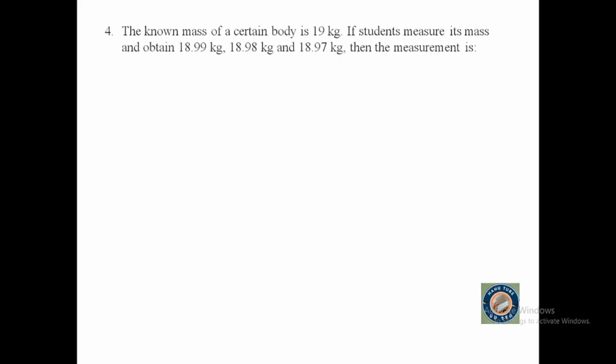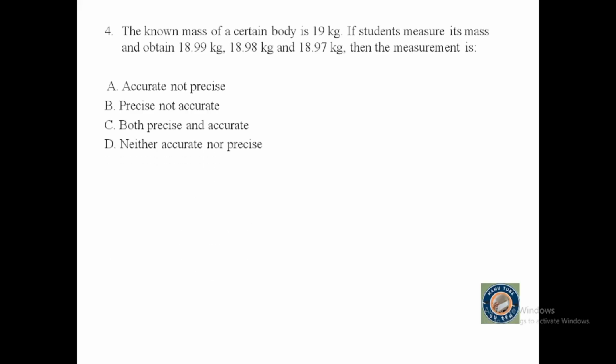Question number 4. The known mass of a certain body is 19 kg. If students measure its mass and obtain 18.99 kg, 18.98 kg, and 18.97 kg, then the measurement is A. Accurate, not precise. B. Precise, not accurate. C. Both precise and accurate. D. Neither accurate nor precise.